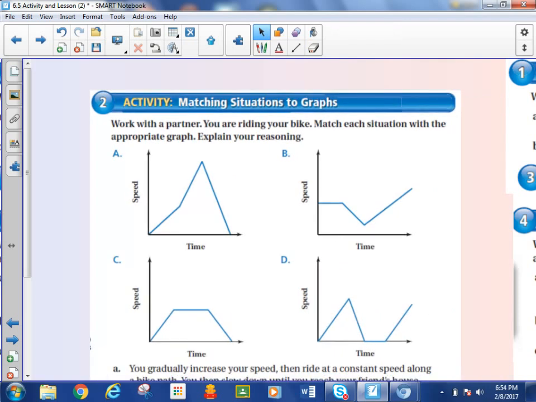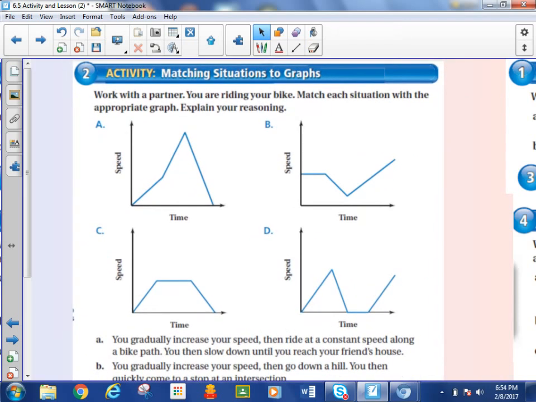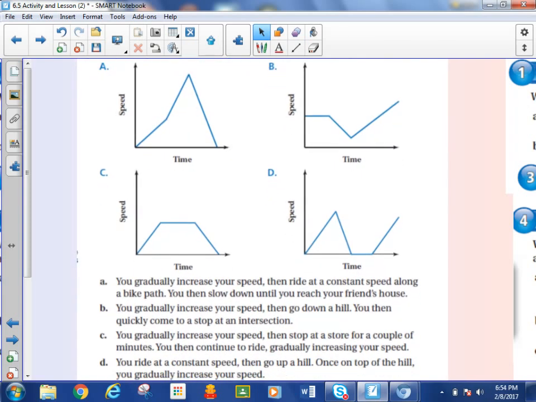All right, activity 2. We've got some matching here. So I'm going to push this up in just a minute, but it says you're riding your bike, match each situation with the appropriate graph, explain your reasoning. So we'll go ahead and match them, and then we'll just kind of discuss them out as we go.